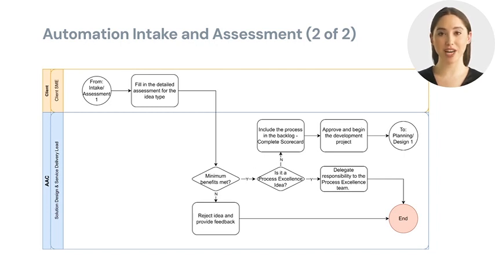When an idea does accomplish the minimum benefits, the idea goes on to a second validation. If the idea does not require automation, then the responsibility is delegated to the process excellence team. Otherwise, the solution design lead will include that idea in the automations to be completed.